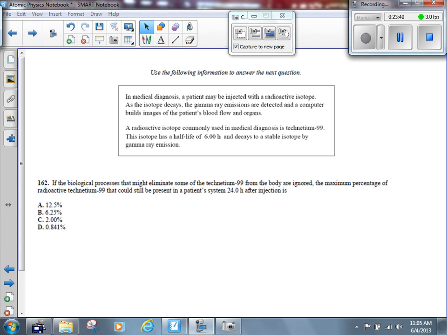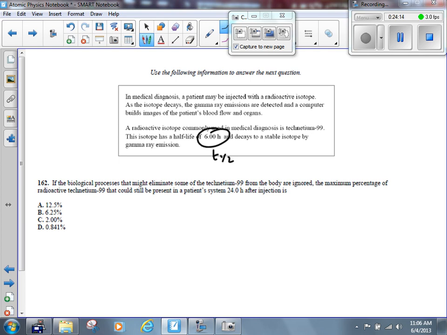All right, let's take a look at this question now. It says, in medical diagnosis, a patient may be injected with a radioactive isotope. As the isotope decays, the gamma ray emissions are detected, and a computer builds images of a patient's blood flow and organs. A radioactive isotope commonly used in medical diagnosis is technetium-99. The isotope has a half-life of 6 hours and decays to a stable isotope by gamma ray emission. This is our half-life here, and it looks like that's all we have, isn't it?